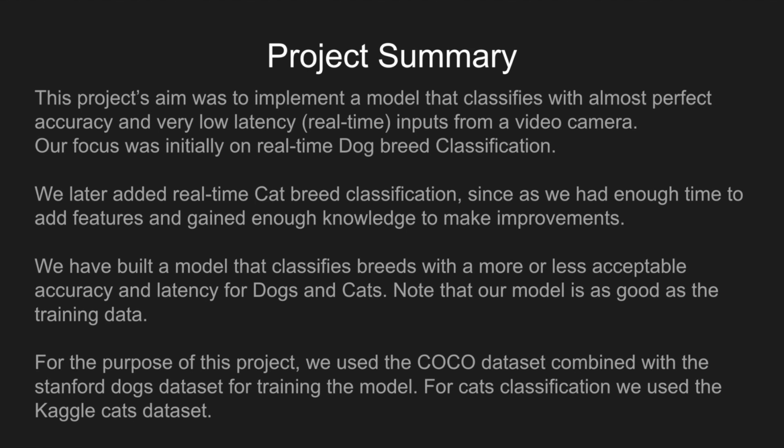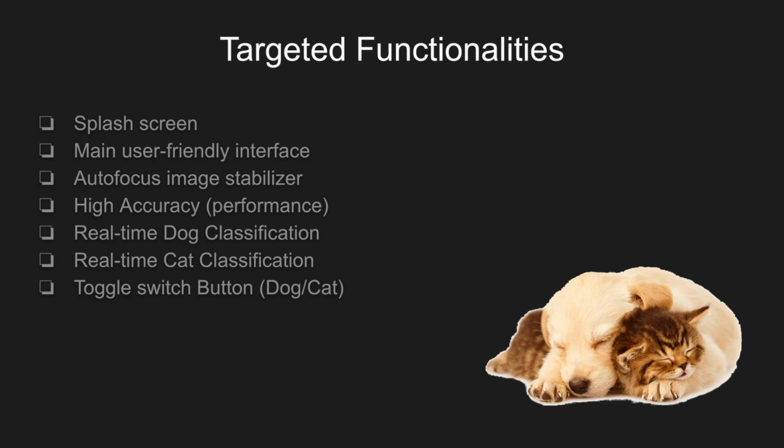For the purpose of this project, we used the Coco dataset combined with the Stanford Dogs dataset for training the model. For cats classification, we used the Kaggle Cats dataset. Targeted functionalities: splash screen, main user-friendly interface, autofocus image stabilizer, high accuracy performance, real-time dog classification, real-time cat classification, and a toggle switch between dog to cats and cats to dogs classification.